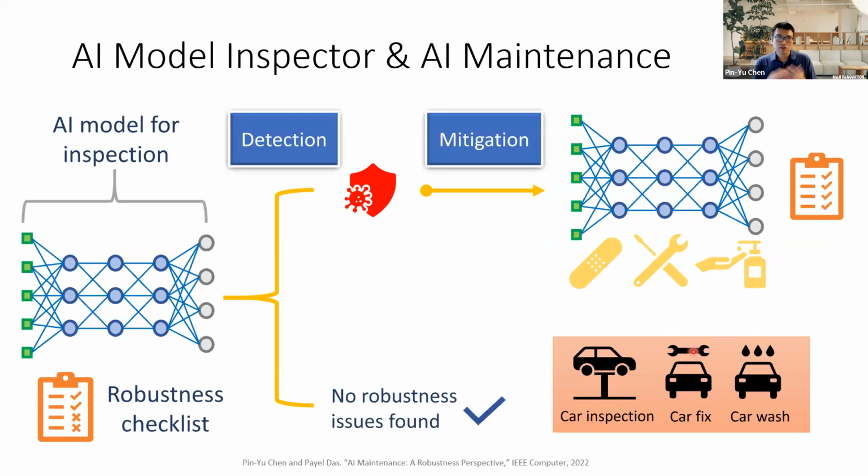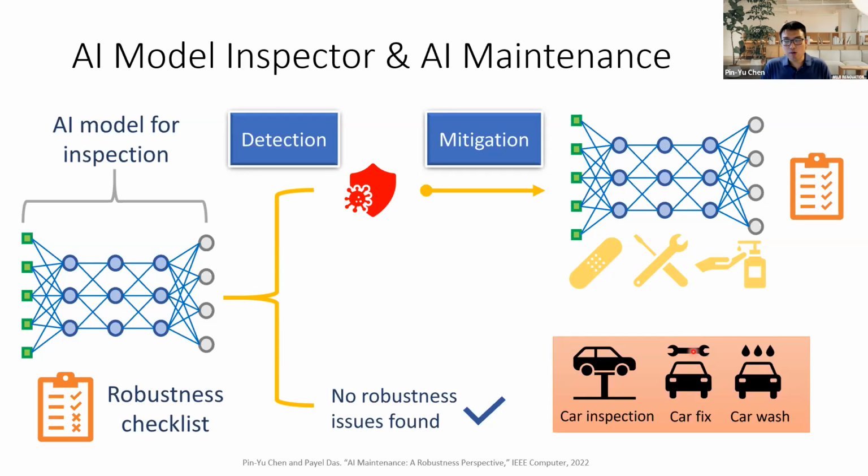Okay, so with these threat models and these robustness challenges in mind, now we can talk about what can be a nice framework to really detect and fix those issues that we identify for AI robustness. And that's why I call it AI model inspector. And more generally, it also relates to the concept of AI maintenance. And we have a paper that's going to be published very soon at IEEE Computer to talk about this concept.